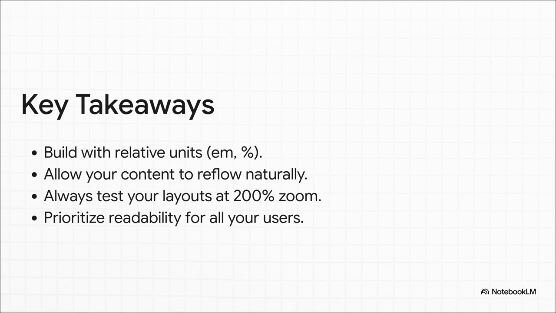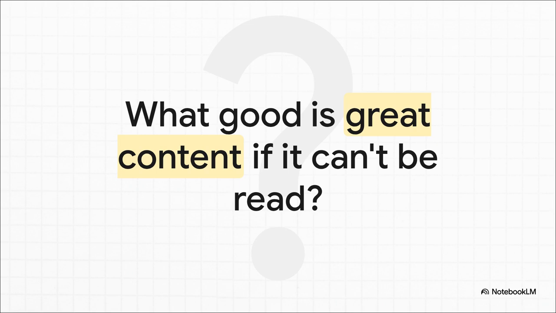So, what are the key things to walk away with? It's pretty straightforward. Build with relative units like ems and percentages. Design your layouts to be flexible so your content can reflow. Always, and I mean always, test your work at 200% zoom. And maybe most importantly, make readability a top priority for every single person who visits your site. And I'll just leave you with this final thought to chew on. You can have the most stunning design, the most brilliant, world-changing content, but really, what good is any of it if people can't even read it?